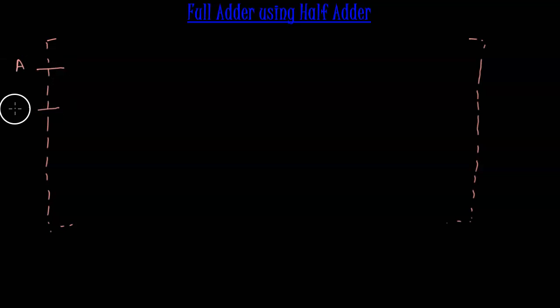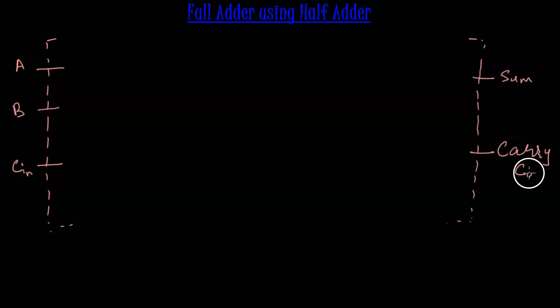First, let's mark the inputs and outputs of a full adder. So let's draw a block. Let's just say this is the block of my full adder. This is my input terminal and this is my output terminal. So I have input A, input B and input C in. That is my carry. And on the output side I have a sum and I have a carry, which is my Cout.